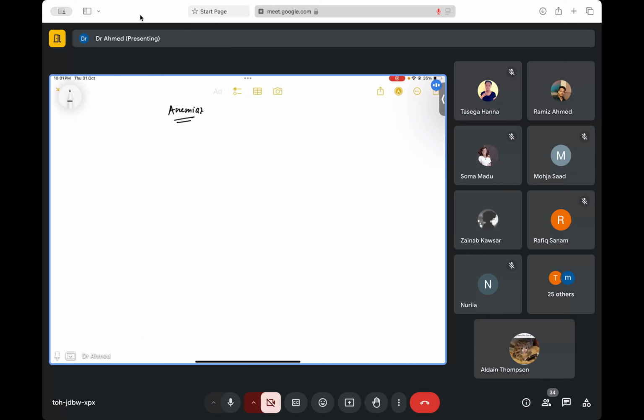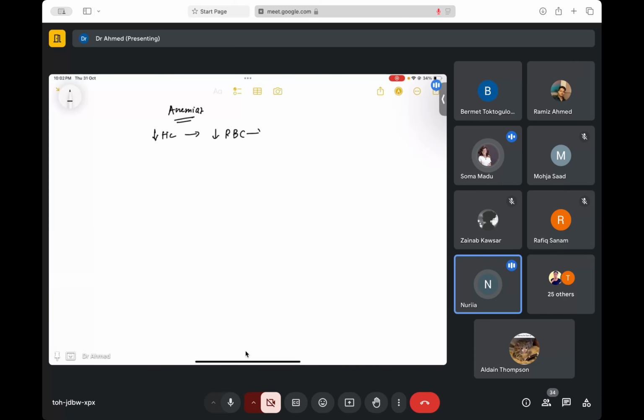What's anemia? Decreased hematocrit, or a decrease in red blood cell mass, right? So can you tell me, for example, if a person has anemia, what would be the presenting signs and symptoms? Shortness of breath, fatigue, pallor, weakness. Perfect.